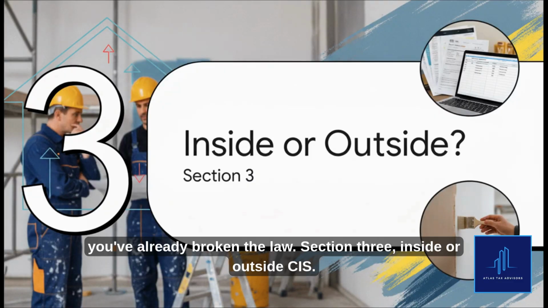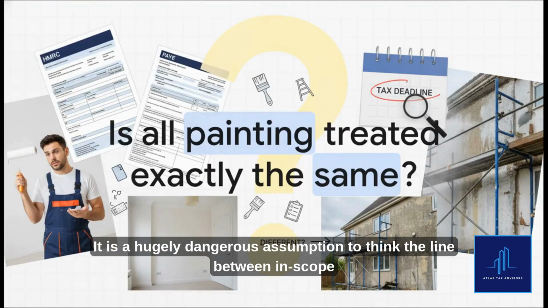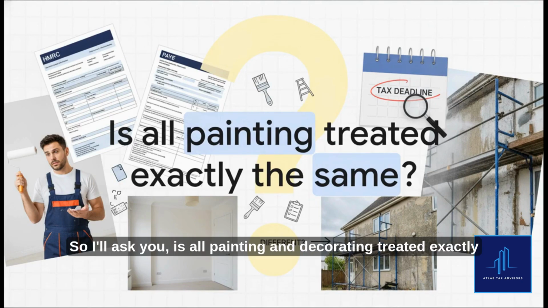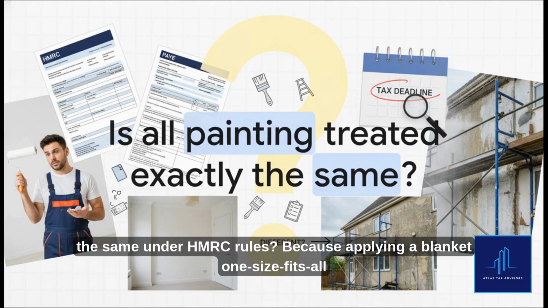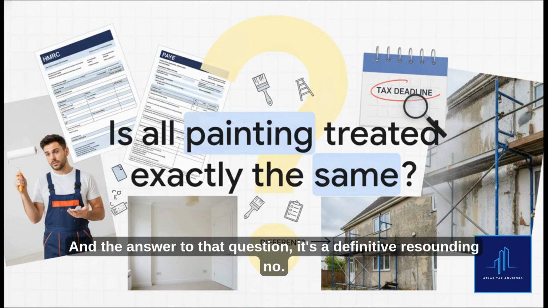Section 3. Inside or outside CIS. This is exactly where painting directors frequently get tripped up. It is a hugely dangerous assumption to think the line between in-scope and out-of-scope work is just common sense. So I'll ask you, is all painting and decorating treated exactly the same under HMRC rules? Because applying a blanket one-size-fits-all rule across all your commercial jobs is exactly what triggers an audit. And the answer to that question, it's a definitive, resounding no.